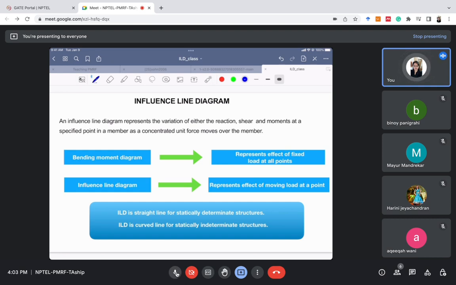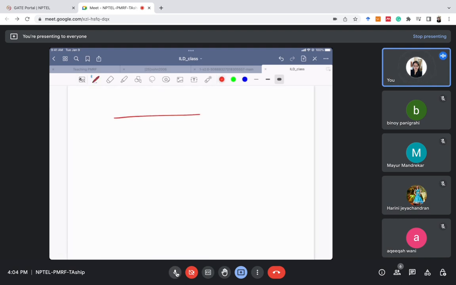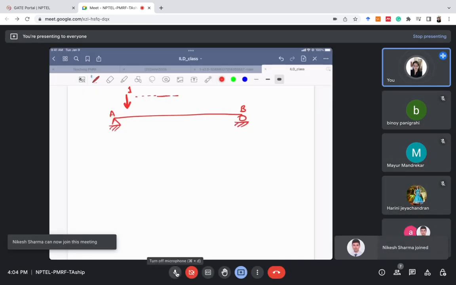So what is an influence line diagram? As I've discussed in the last class also, the influence line diagram represents the variation of either reaction, shear force, or moment at a specified point as the concentrated unit load moves over the member. In simple words, when we draw the ILD in a conventional manner, suppose we need to draw the ILD for the reaction at A. We take a concentrated unit load, a point load, and move this point load to different points in the beam and calculate the reaction at A.